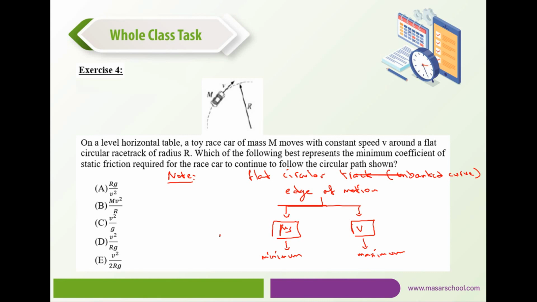Both quantities mu s and v represent the edge of motion, but the interpretation is different. For mu s, because it is the coefficient of friction that helps to maintain this circular motion, we say that this is the minimum value required. For this reason, mu s would be the minimum value. However, for v, as the speed of the object increases, this requires a greater magnitude of mv square over r. For this reason, we say this is the maximum allowed speed. But both belong to something called the edge of motion.